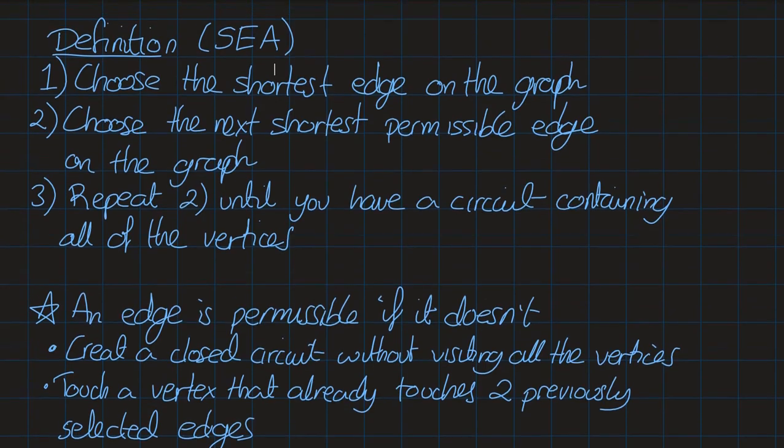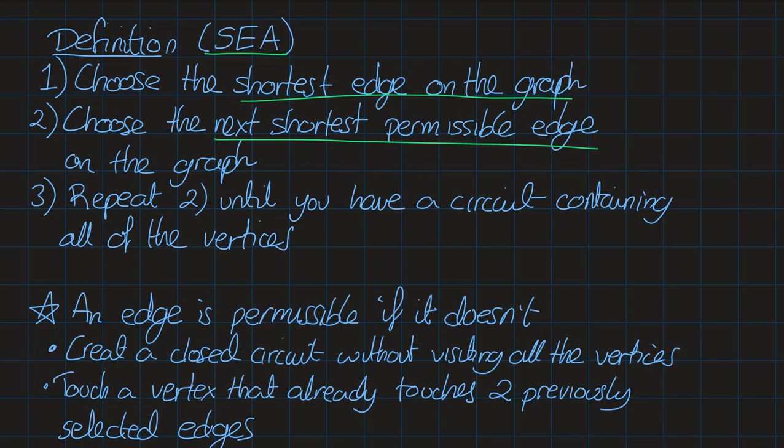So here we go. Definition: the sorted edge algorithm, which I just denote SEA. How does it work? The first step is you choose the shortest edge on the graph. That's easy enough. The next step is you choose the next shortest permissible edge. And I'll mention more about what I mean by permissible in just a second. The third step is you simply repeat the second step until you have a circuit containing all of the vertices.